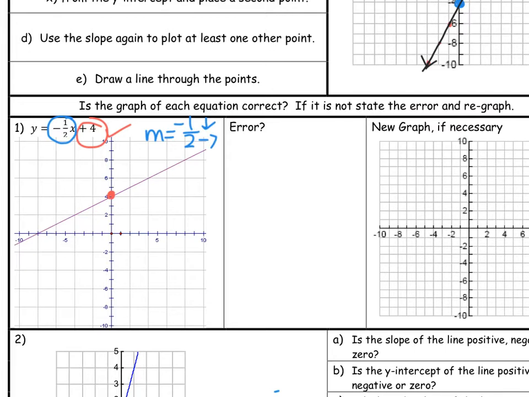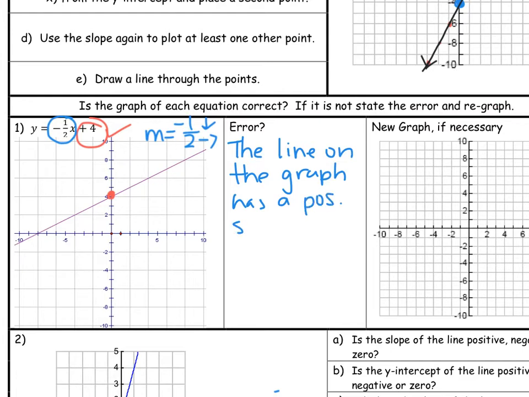So what is the error here? The error is that the line on the graph has a positive slope because it's going uphill, but the slope in the equation is negative.